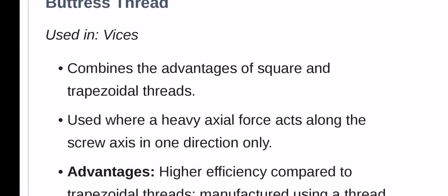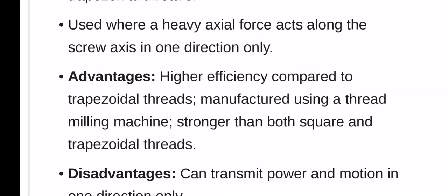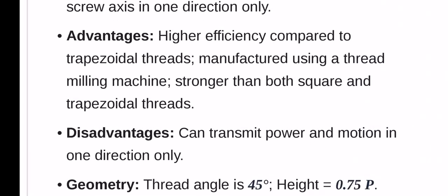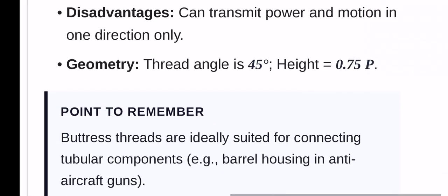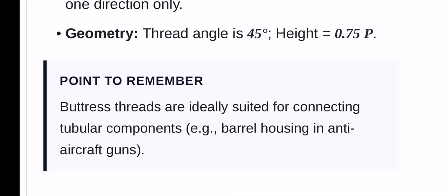Buttress thread combines the advantages of square and trapezoidal threads. It is used where a heavy axial force acts along the axis in one direction only. Advantages: higher efficiency compared to trapezoidal threads, manufactured using a thread milling machine, and stronger than both square and trapezoidal threads. Disadvantage: can transmit power and motion in one direction only. Geometry: thread angle is 45 degrees, height equal to 0.75 b.